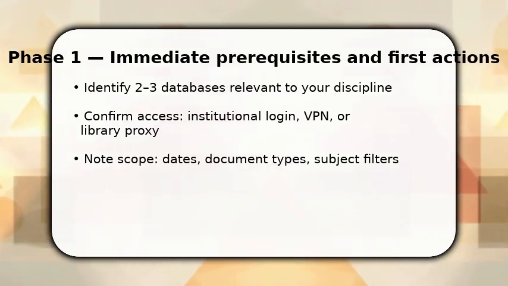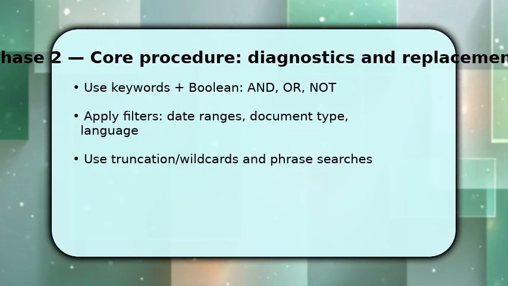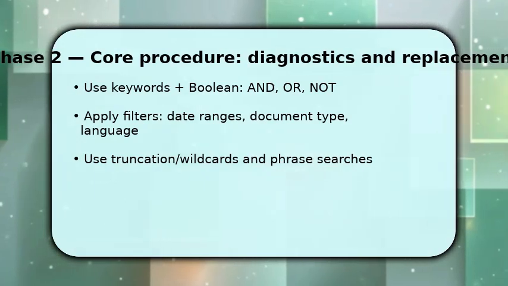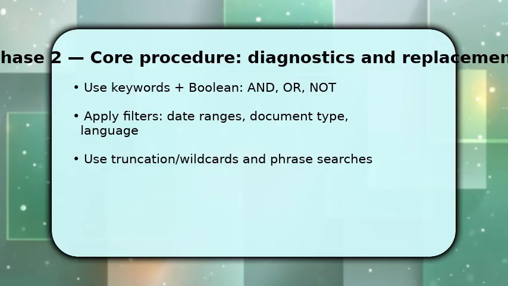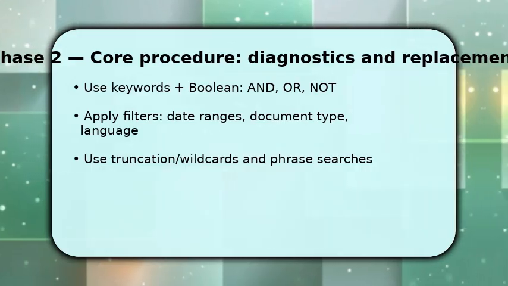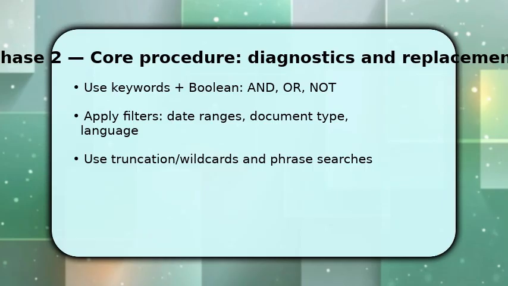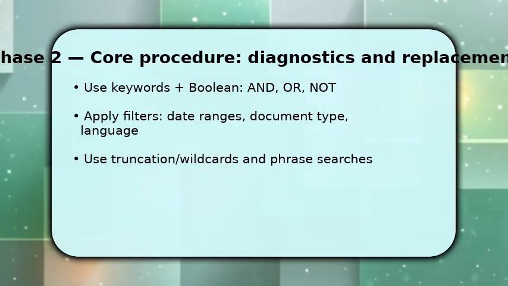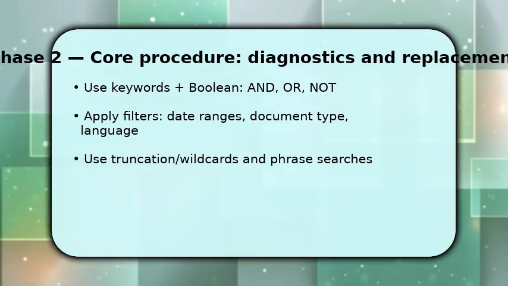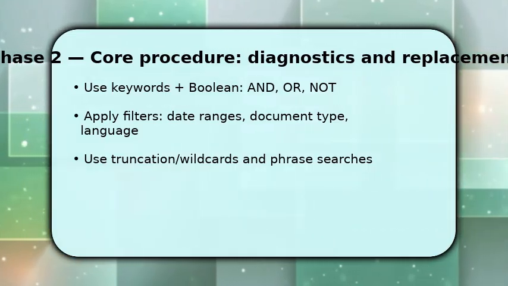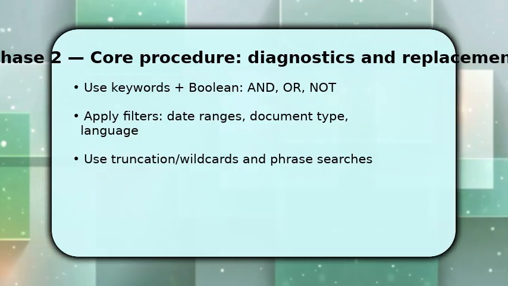Now move quickly to query formulation. You now build a query that finds, not floods. Start with core keywords, then combine them with and/or to tighten or expand results. Once you have a working query, add date and document type filters to remove irrelevant hits. Use truncation and wildcards for word variants and quote phrases to lock exact matches. This increases precision and reduces noise.